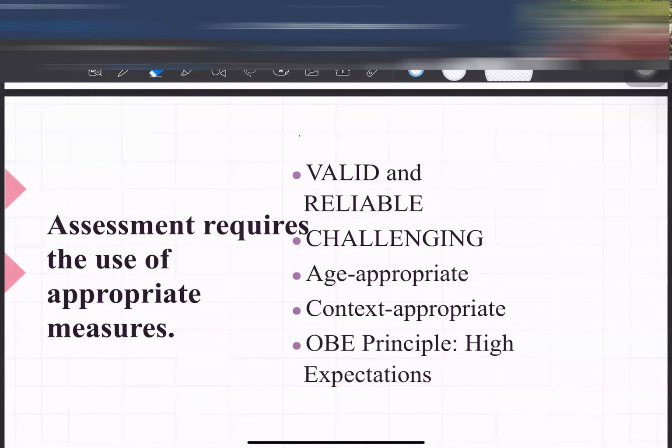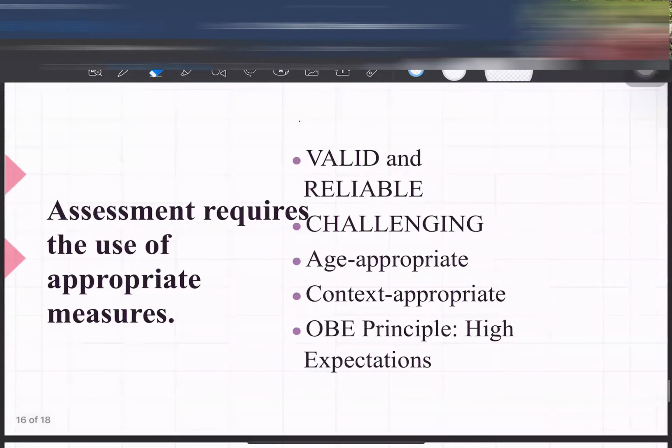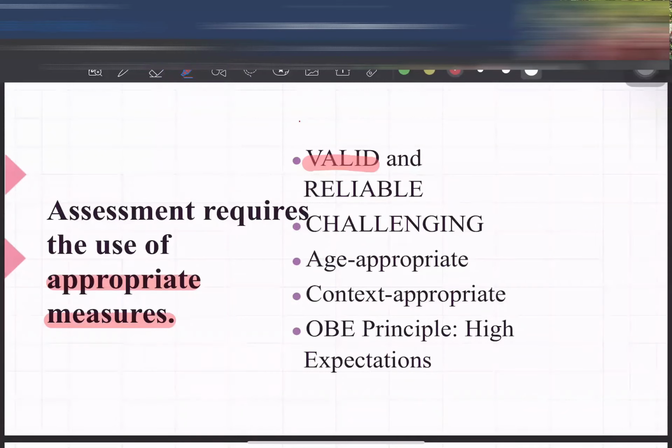Okay, so this is still principles of assessment. So allow me to talk about another important principle, which says that assessment requires the use of appropriate measures. So when I say appropriate measures, it indicates that your assessment should be valid and reliable.